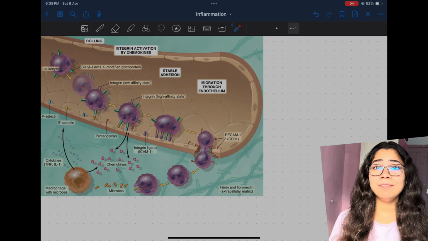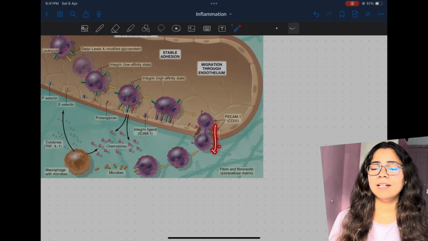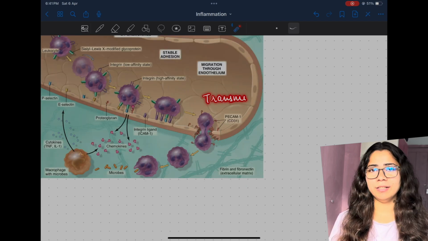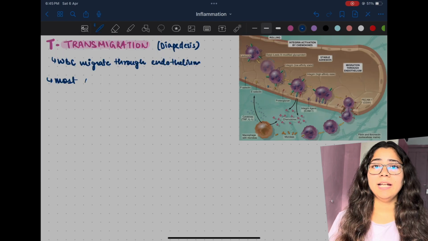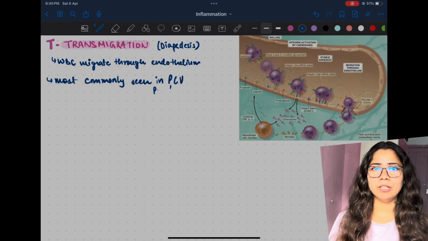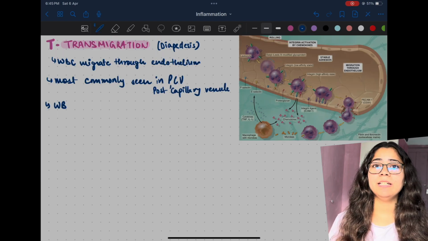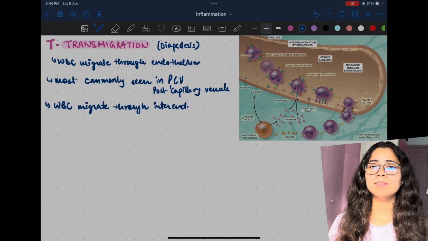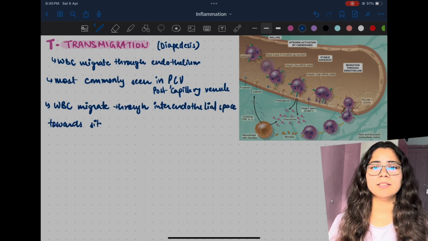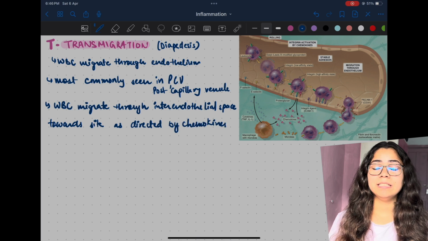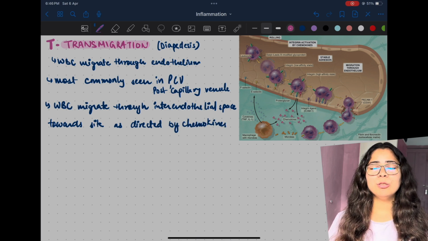So now leukocyte will move out of the endothelium, and that is our next step, that is T for transmigration or diapedesis. It occurs mostly in post-capillary venule. WBC will migrate through the interendothelial cell to the site of injury as directed by chemokines. Chemokine is the one that is leading it towards the site. Now leukocyte is out of blood circulation and into the tissue.